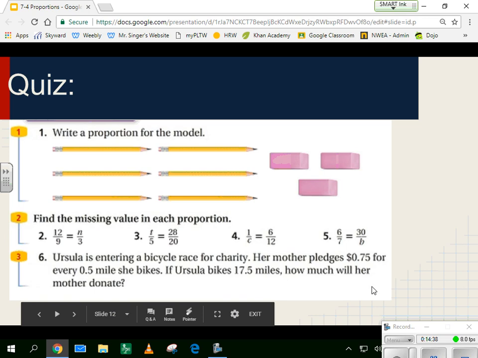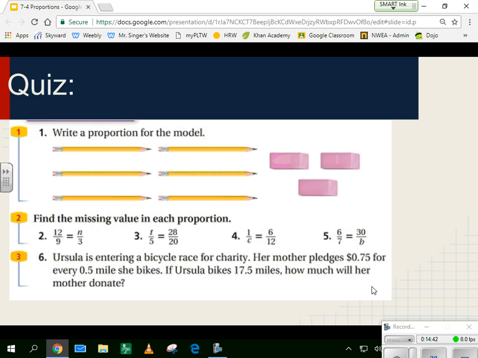All right, here's our quiz. We have 1, 2, 3, 4, 5, 6 problems. For number 1, you're going to create a proportion for the model. It looks like it's 6 pencils to 3 erasers. You have to find an equivalent ratio for that one. For 2, 3, 4, 5, you're just going to solve for the missing variable. And number 6, you're creating a word problem. That one's going to be a little challenging. I think you'll be able to figure it out though.